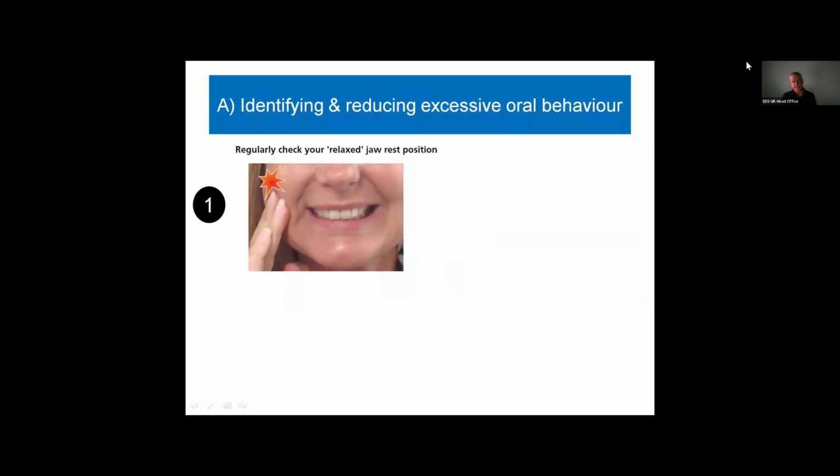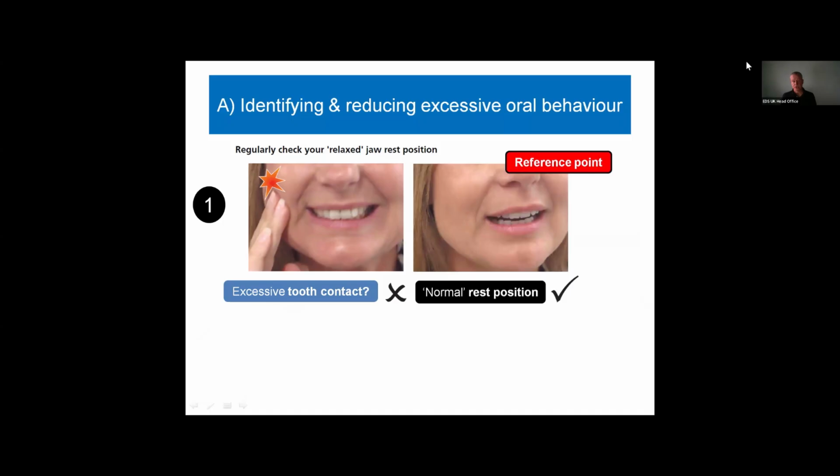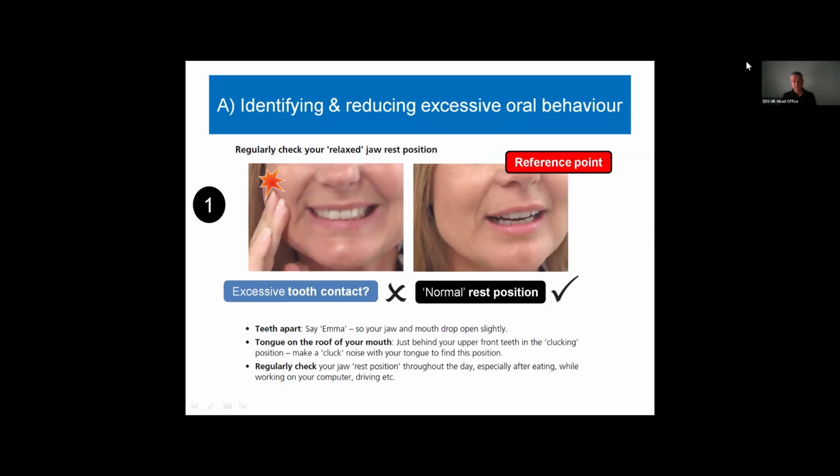The first part is regularly checking your relaxed jaw rest position, particularly avoiding any excessive tooth contact. So if I'm asking somebody to check their rest position, they need a reference point of what normal rest position is. So the teeth should be apart, and if you all say the word Emma, at the end of the word Emma, your mouth should drop open slightly, or your teeth should be about 2 to 5 millimeters apart. Contacted teeth will activate the masseter muscle and temporalis muscle, which are usually painful, and compress the joint.